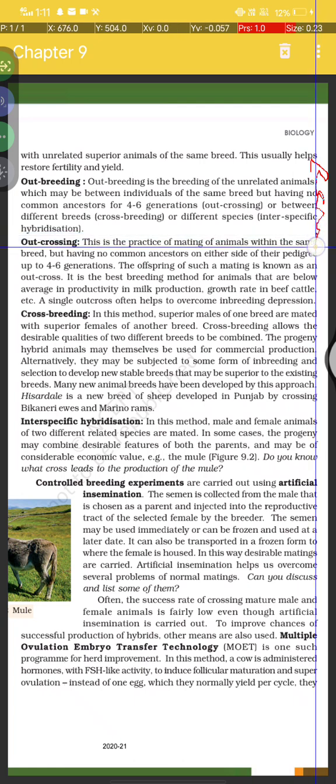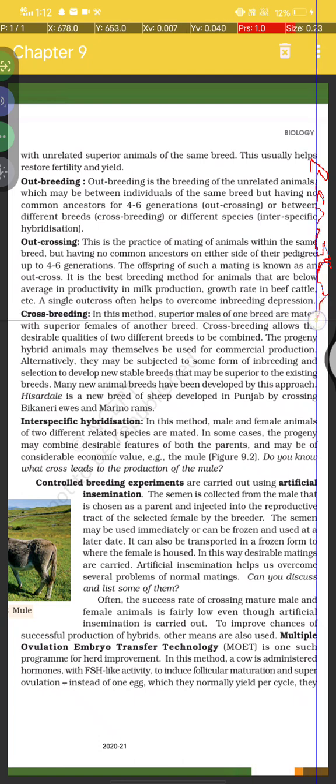Okay, what is outcrossing? This is the practice of mating of animals within the same breed but having no common ancestor on either side of the pedigree up to 4 to 6 generations. The offspring of such mating is known as an outcross. It is the best breeding method for animals that have below average productivity in milk production, growth rate, and in beef cattle, etc. A single outcross often helps us to overcome inbreeding depression.